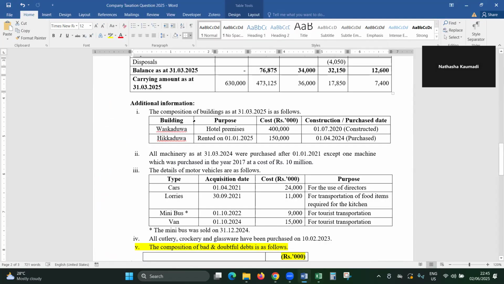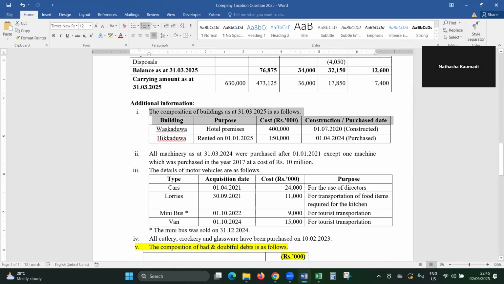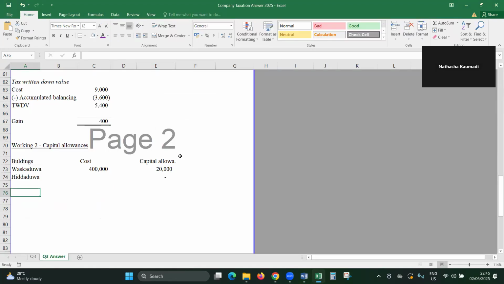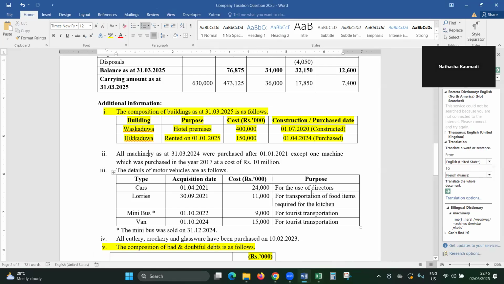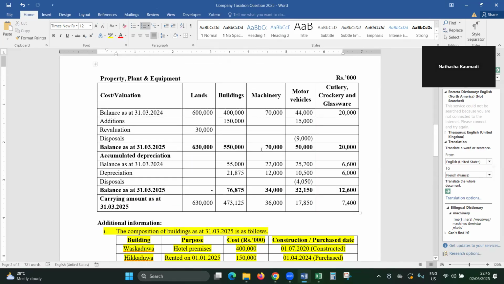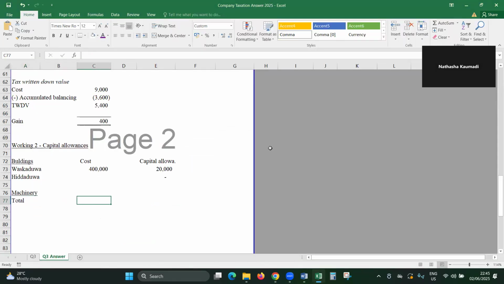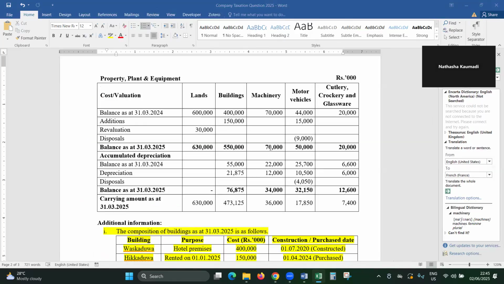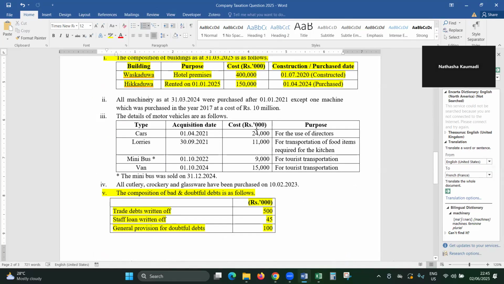Now the buildings are done. Buildings are done. Now I'm moving to machinery. Now when it comes to machinery, there are two types of machinery. How much is the total value of machinery? Total value of machinery 70,000 cost. Out of this 70,000, if you can remember, 10 million, that means 10,000 machineries are old.